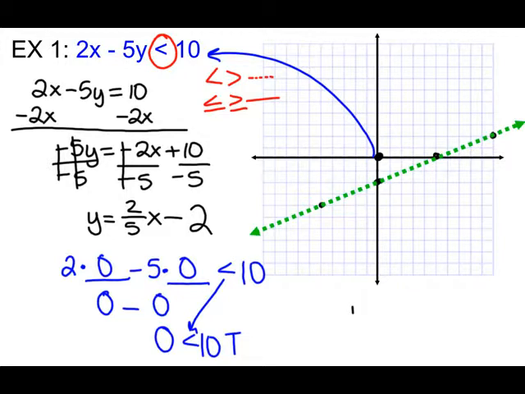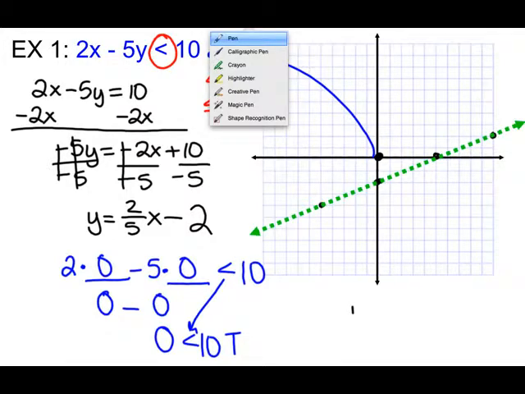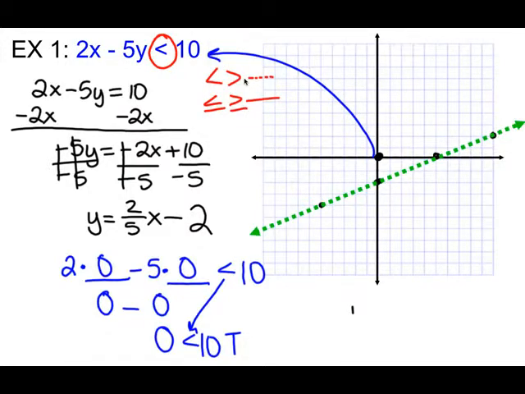So what we do now is we shade the true region. Since 0, 0 works in the problem, and it's above the line, we're going to shade above that dotted line. The shading represents that if I were to pick any ordered pair, not just 0, 0, it would work as long as it's in the shaded region. Anything below it won't work, so be careful with that. So there's how we graph that feasible region.